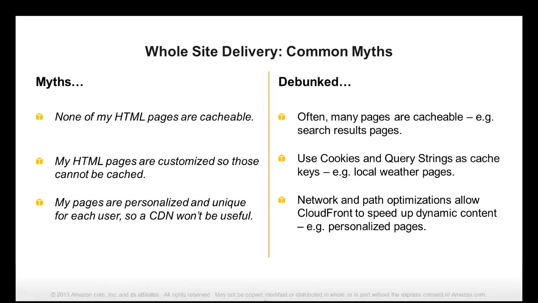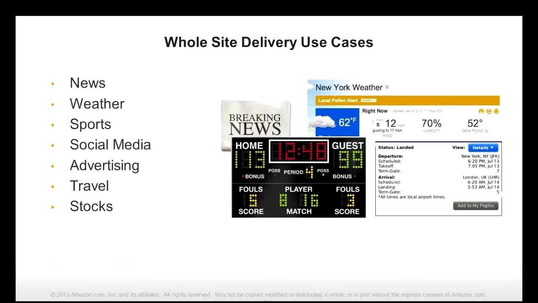And the last thing that I hear about is my pages are personalized and unique for each user, so a CDN won't be useful there. And while that may be the case in some instances, there are a lot of use cases where the network and path optimization features that CloudFront has built into our network can help speed up the delivery of truly dynamic pages or personalized pages like the example we saw for the Amazon.com homepage. And we'll talk about some of these network and path optimizations later on as we discuss CloudFront features.